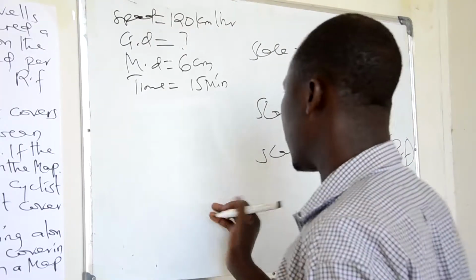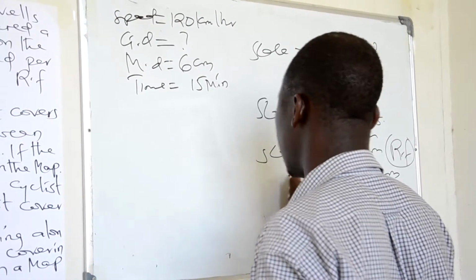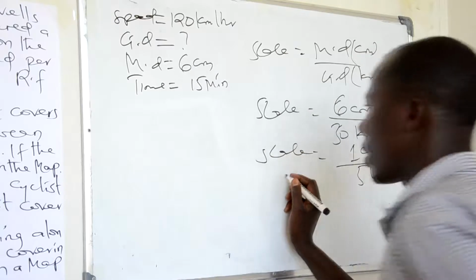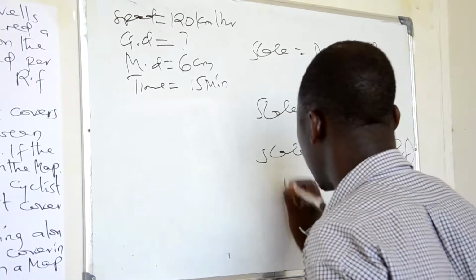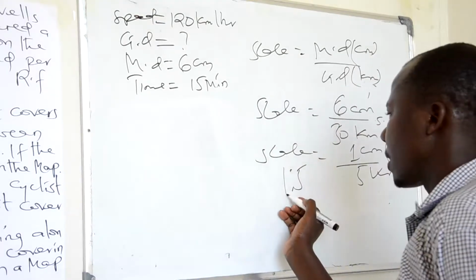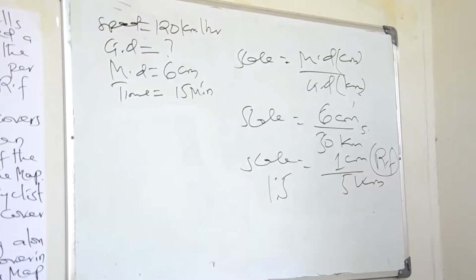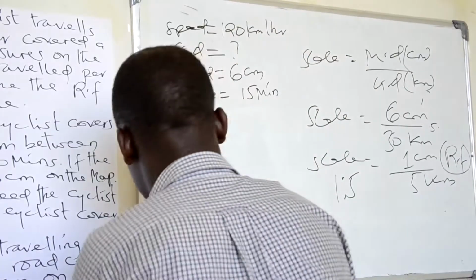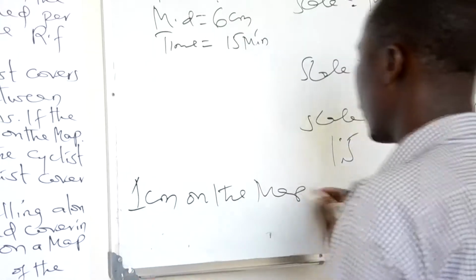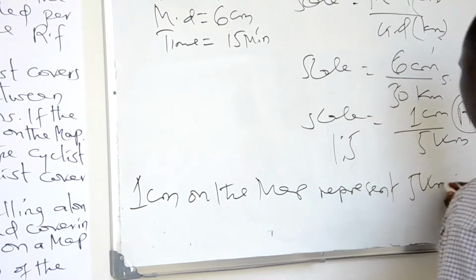Therefore, this RF we can change into a statement. Because scale is a ratio between map distance and ground distance, we can put it in terms of ratio, which is 1 to 5, which is 1 centimeter to 5 kilometers. Therefore, wherever I want to write a statement scale, I will have to write 1 centimeter on the map represents 5 kilometers on the ground.